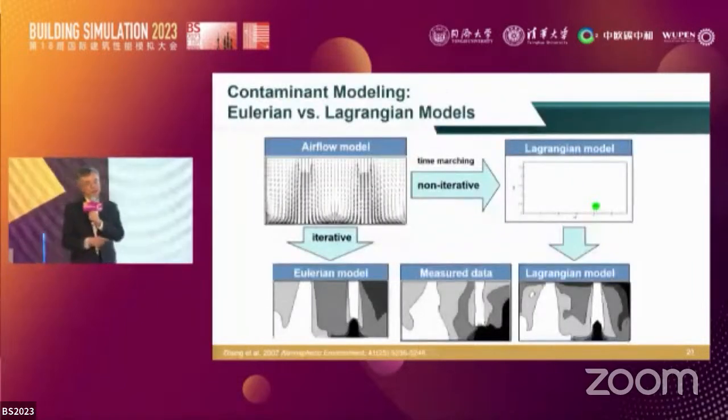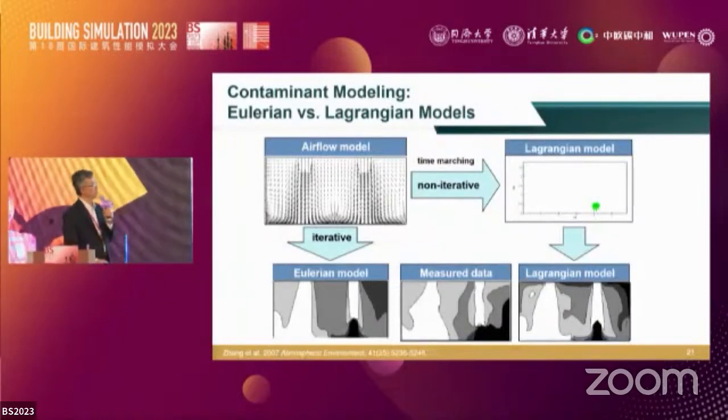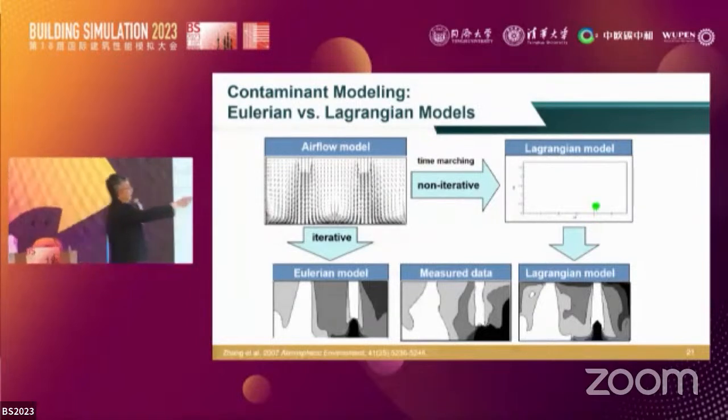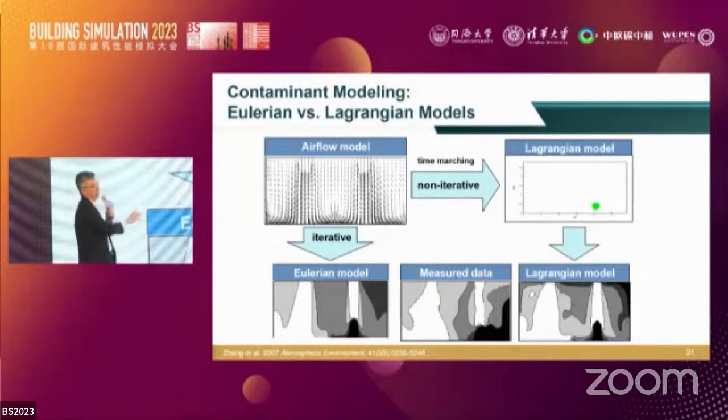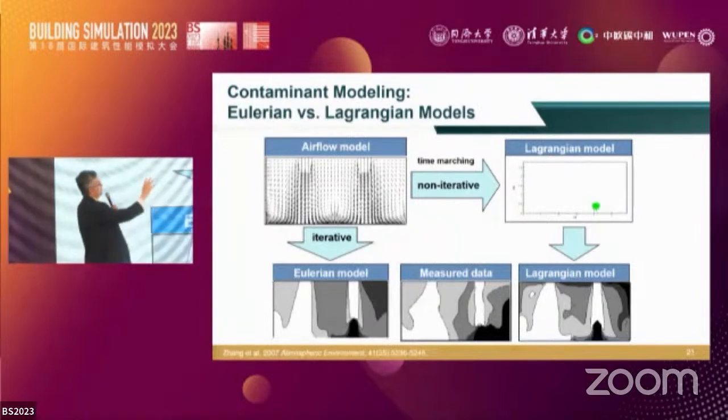Now, how can we simulate that case? We use computational fluid mechanics. We first calculate the airflow pattern, as you see on the left side. Of course, I just wanted to show you how we can get the correct result, so we use clean room data here. This is not in the airplane. So you can calculate the airflow pattern.